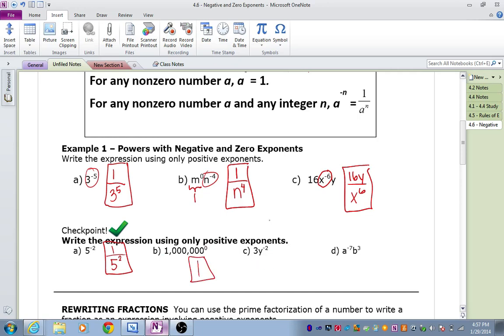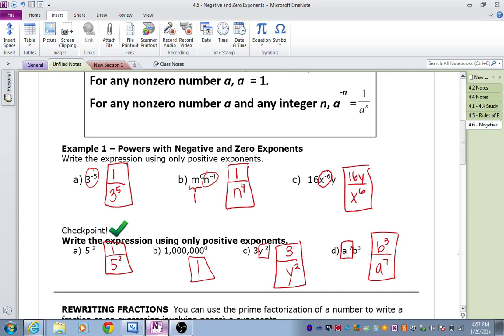In letter C, the 3 does not have an exponent attached to it. That negative 2 is just with the y. So that 3 is just going to stay in the numerator, and the y's are going to go down to the denominator. So we get 3 over y squared. And in D, the a's are what have the negative exponent, so our b's are going to stay up on top, and our a's drop down to the bottom. So b cubed over a to the 7th.